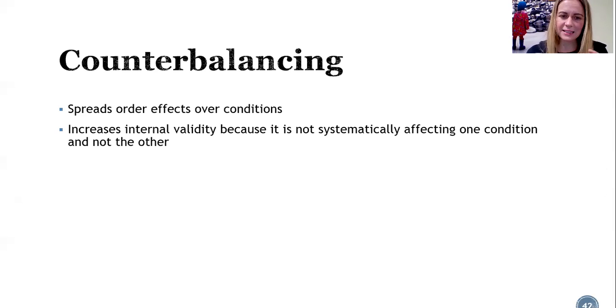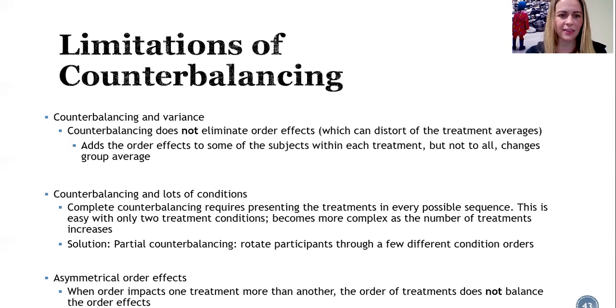So counterbalancing spreads out the order effects across conditions. This increases the internal validity because we know now it's not systematically affecting one condition and not the other, but it doesn't totally eliminate it. Those order effects, the fact that people are getting bored and their performance is going down just because they're getting tired, are still going to impact the average. So those order effects are still affecting some people's performance. So it's best to give people breaks and make sure that they're not getting tired and that that's not impacting their results.